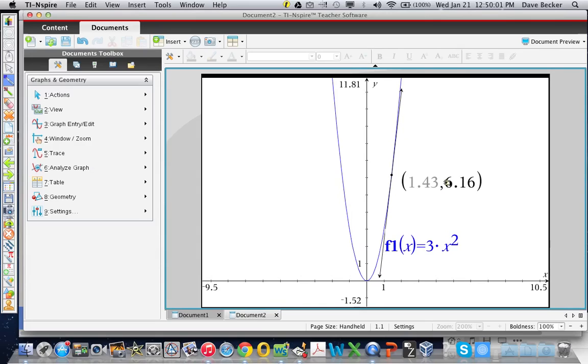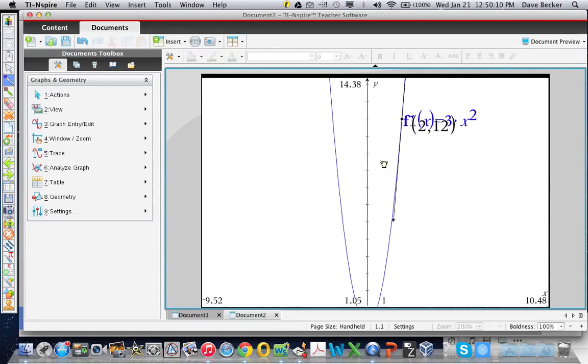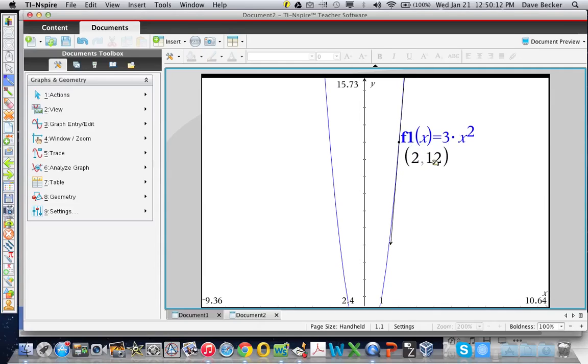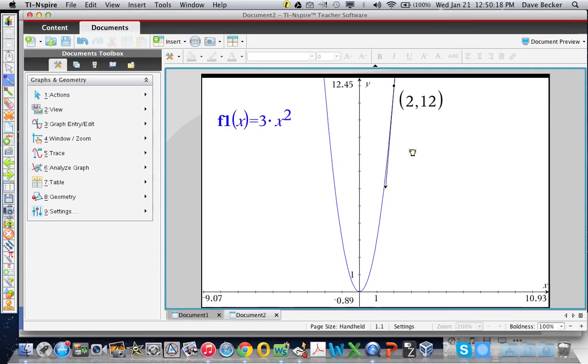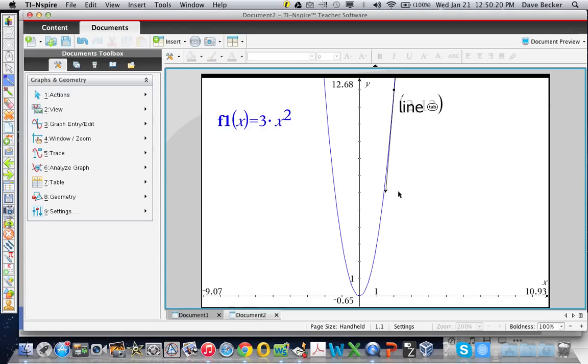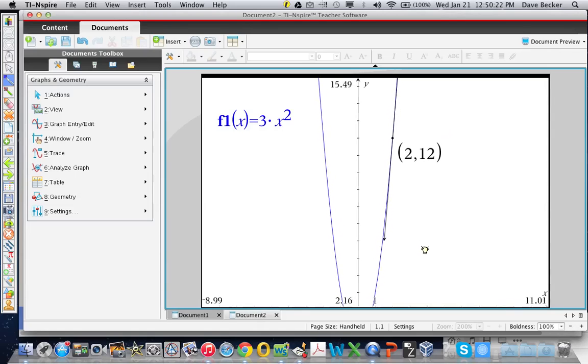So that's 1.43. And I need it to be when x equals 2. So I'll just change that to 2. And it'll go to x equals 2. And we can't see it, so I need to drag it down a little bit. I'm going to get that out of the way. So that's the point when x equals 2. In other words, if I went straight down here, x would equal 2. Okay? And what we're claiming is at x equals 2, the slope is 12.